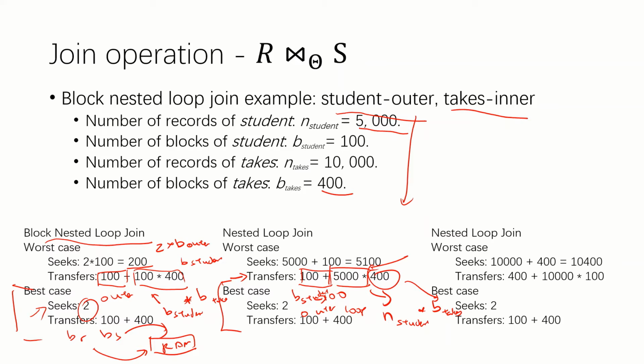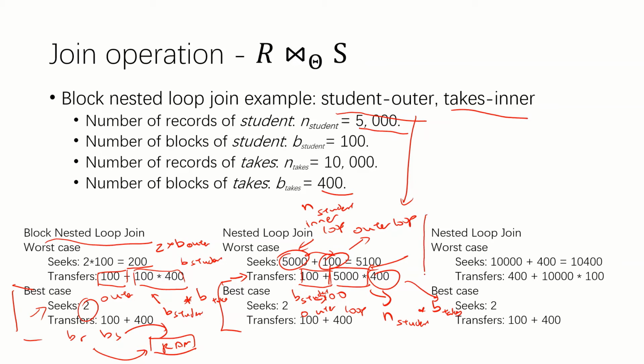Okay, that's good. So how about the number of these accesses? I apologize, maybe I should have done it the other way. So this is that of my outer loop. For the outer loop, I only need to go through 100 disk accesses, but for my inner loop, every single tuple I need to go through 1 disk access, and so that's why this is equal to n student. I hope this is clear.